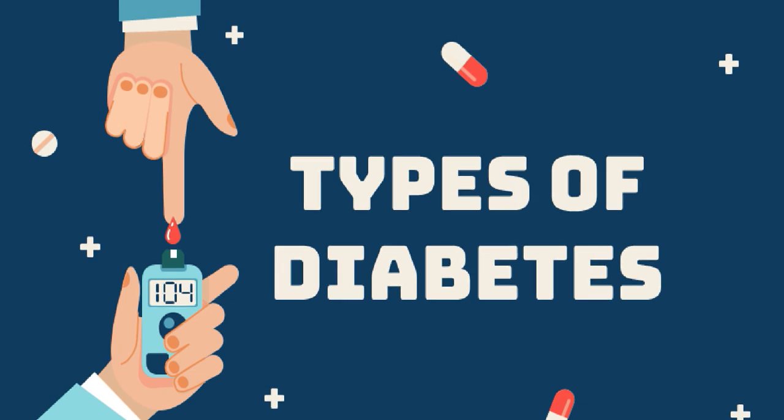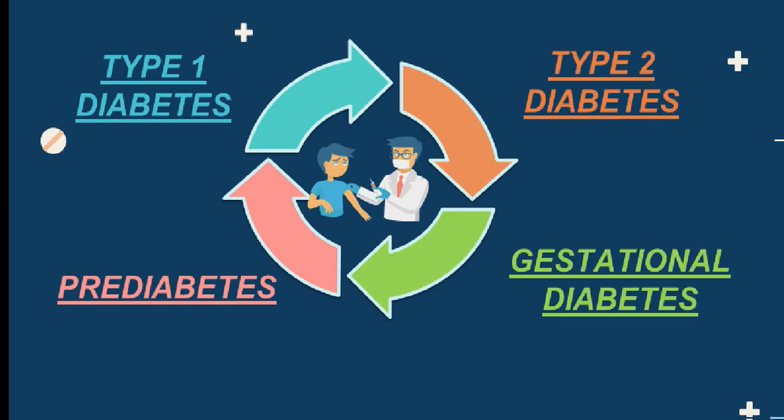Let's take a look at all the types of diabetes. There are four main types of diabetes which occur most commonly in patients. These are type 1 diabetes, type 2 diabetes, prediabetes, and gestational diabetes.